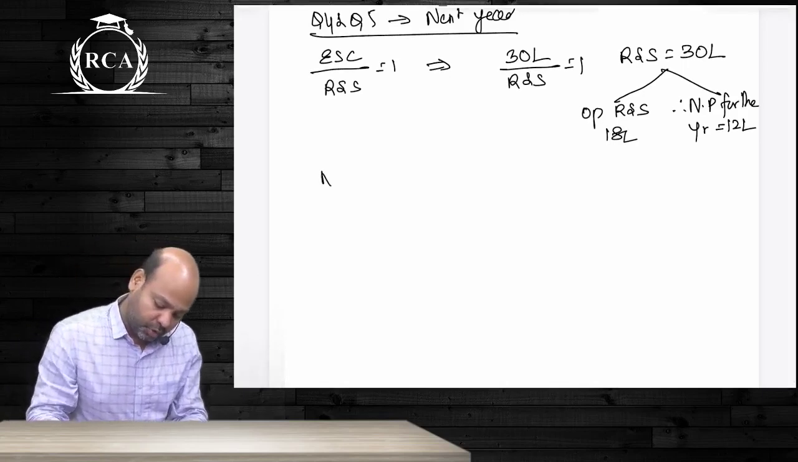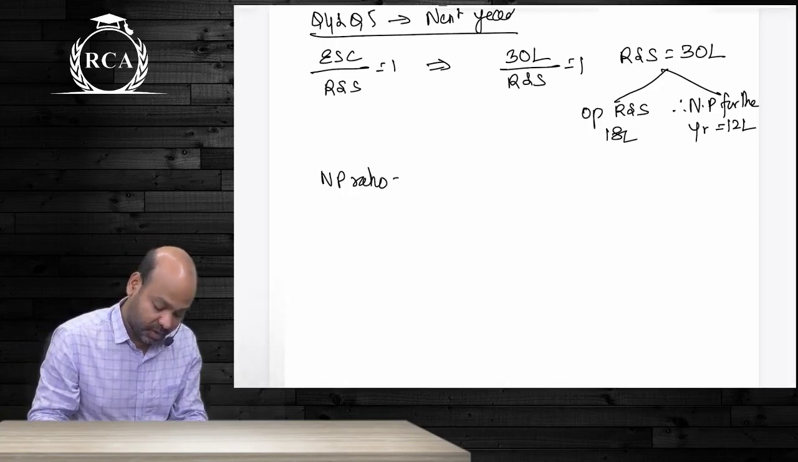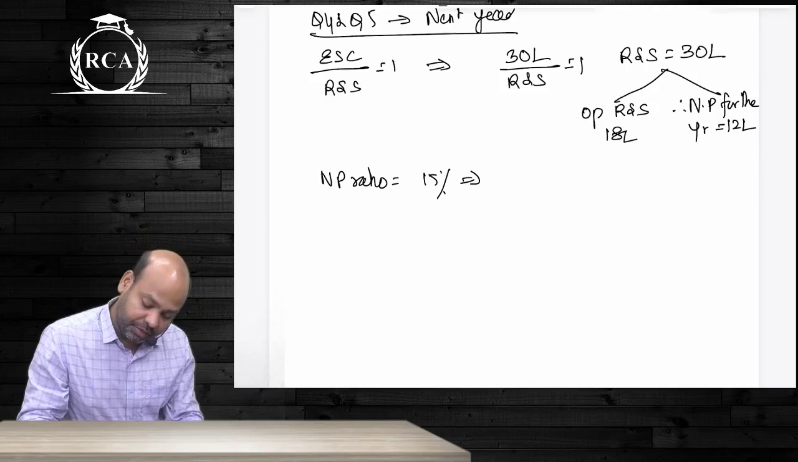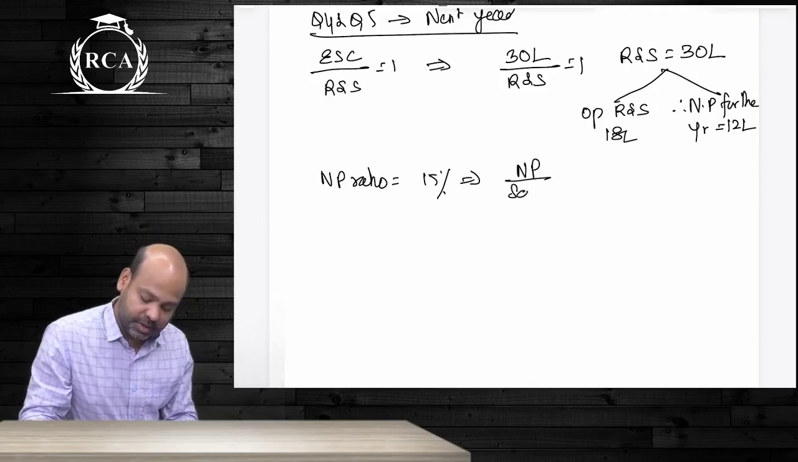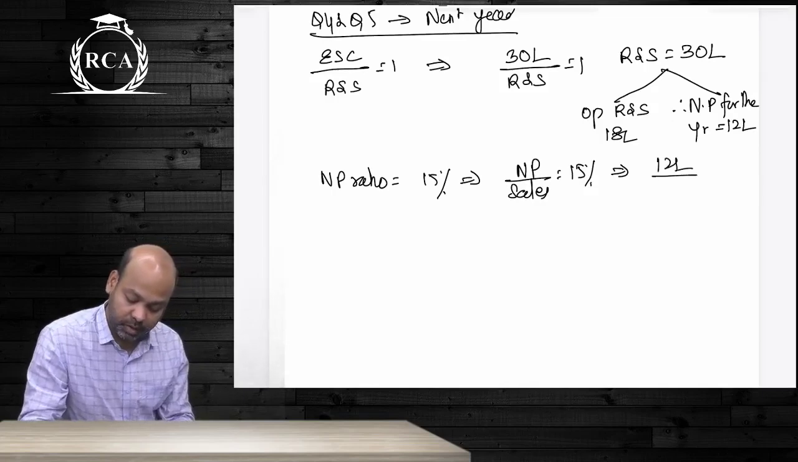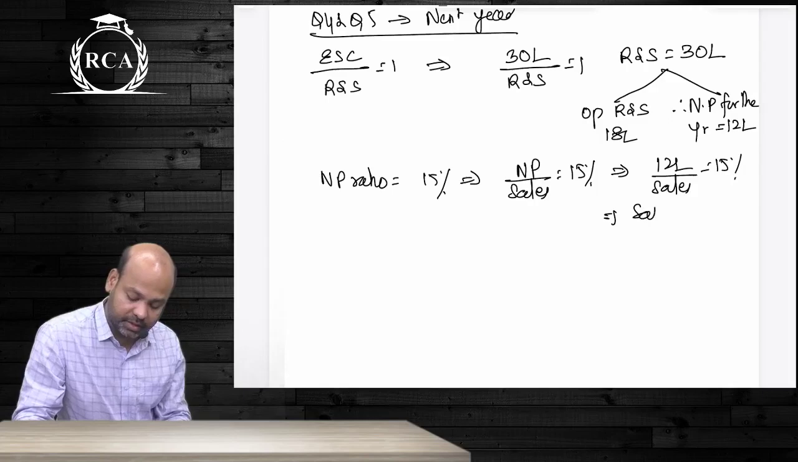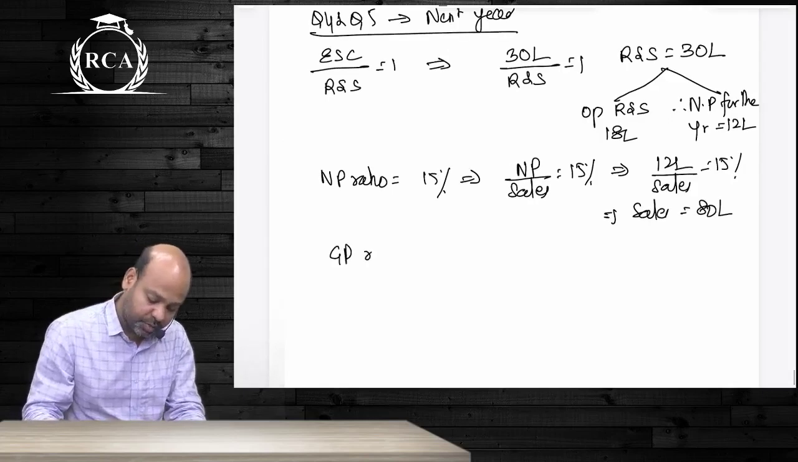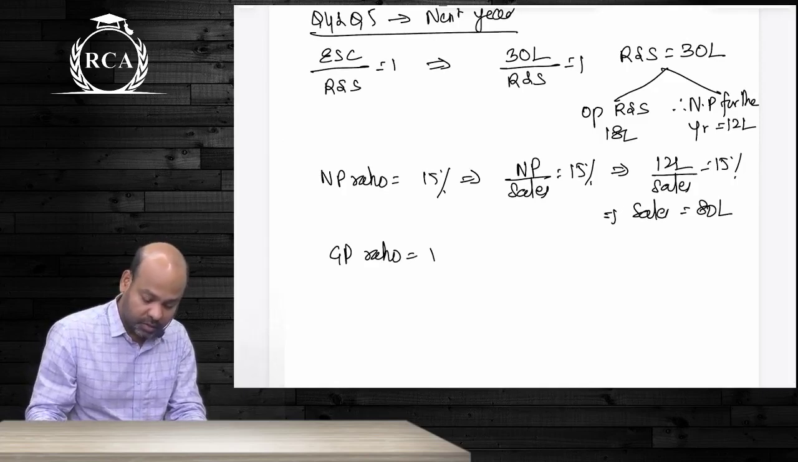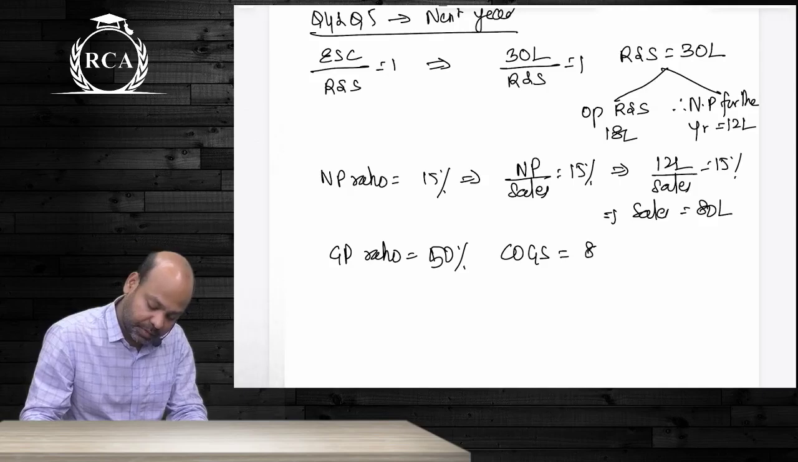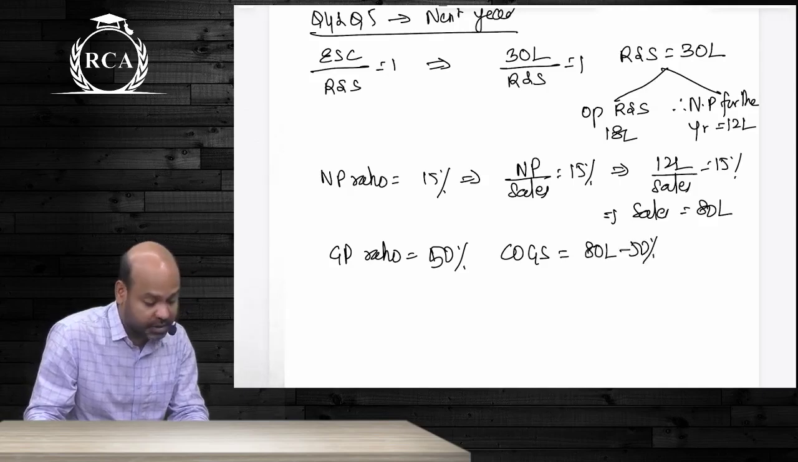What is your net profit ratio guys? 15%. So net profit guys divided by sales is 15%. How much is the amount of sales guys? कितना बेटा? 80 lakhs. Gross profit ratio beta is equal to 50%. Therefore COGS beta is equal to 80 lakhs minus 50%, 40 lakhs.